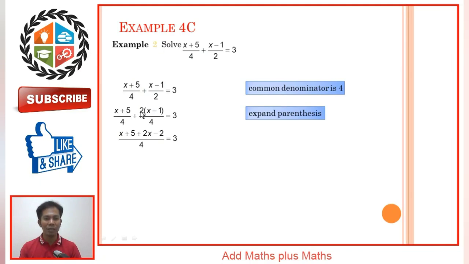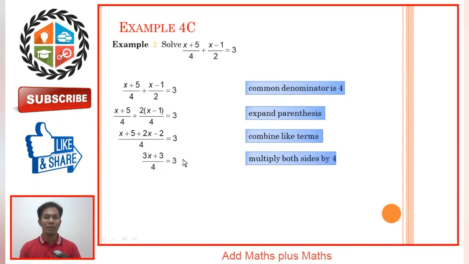Then, in-expand yung 2x, 2 times x, 2 times negative 1. Okay? X plus 2x is 3x. 5 minus 2 is 3. Okay, combine like terms, magiging 3x plus 3 over 4, okay, is equal to 3. After that, to remove that 4, you have to multiply both sides by 4. Okay, will become 3x plus 3 is equal to 12.